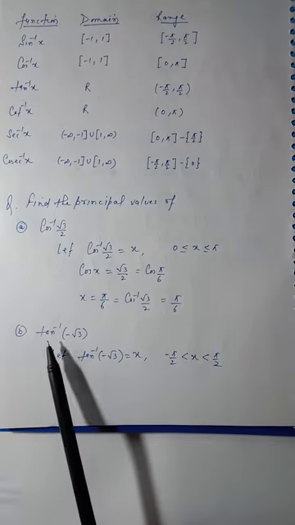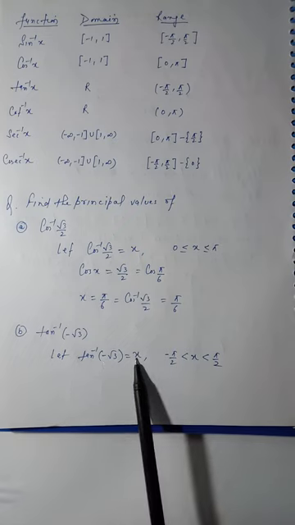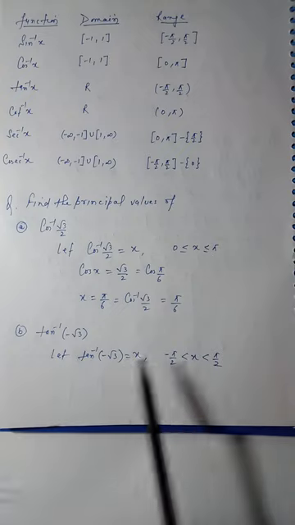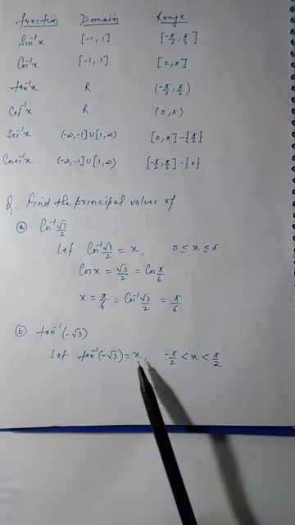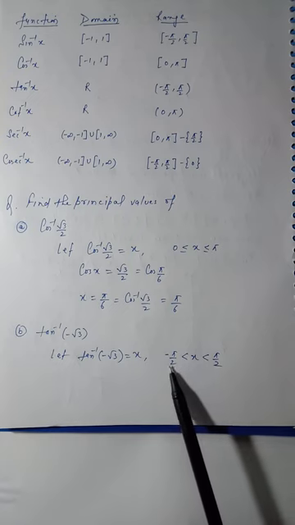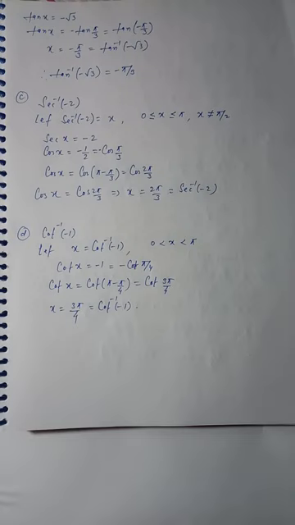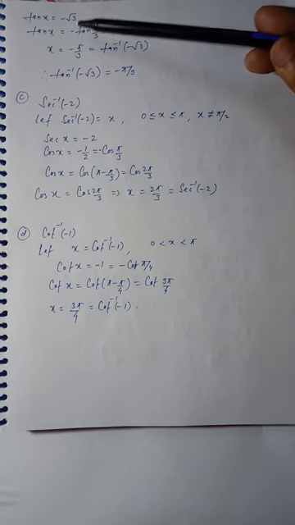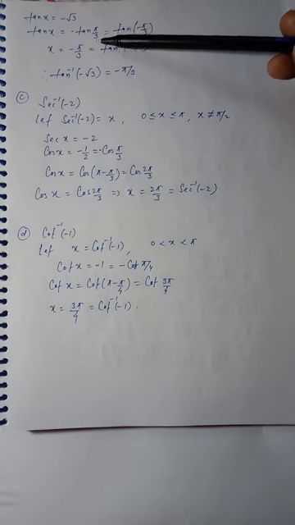Similarly, for tan inverse minus root 3, assume this tan inverse minus root 3 is equal to x. But don't forget, the range of tan inverse is the open interval minus pi by 2 to plus pi by 2. That's why I have written that x must be between minus pi by 2 to plus pi by 2. So tan x will be minus root 3, and this root 3 is actually tan 60 degree, which is tan pi by 3.